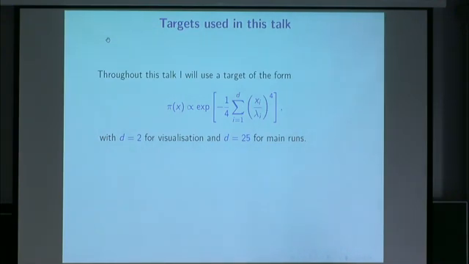Right. In the demonstrations I'm going to use a target which is not a Gaussian, for several reasons. It's just got x to the 4 instead. And there might be different scale parameters. For visualization, as I said, I'll use 2 dimensions and 25 for runs. I've done also with 100. We've also done different targets just to check things make sense and follow.